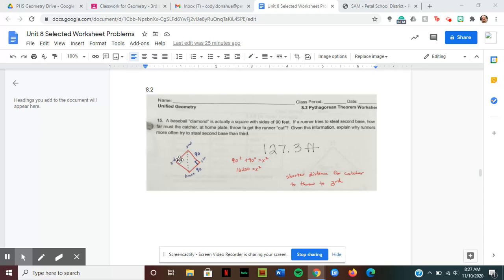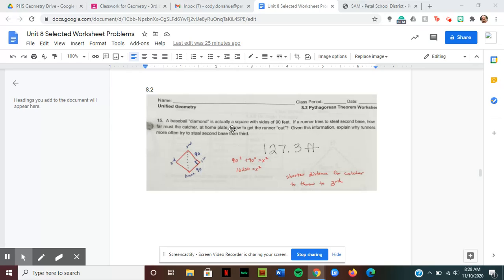Okay, so now if we ignore this left side of our picture, what we've got is a right triangle. Because remember, a square has right angles, so this side from home to first, and this side from first to second create a right angle. And I know that both of these side lengths are going to be 90, and so these 90s are my legs.